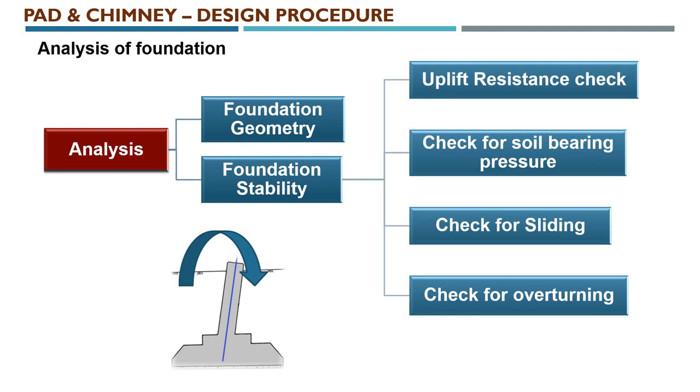So for that, weight into the centroid of the foundation should be multiplied to calculate the restoring moment or resisting moment, so that the resisting moment should be greater than the actual moment in order to consider this foundation as stable for overturning. So these are the four geometrical checks or foundation stability checks we need to consider under analysis of foundation.